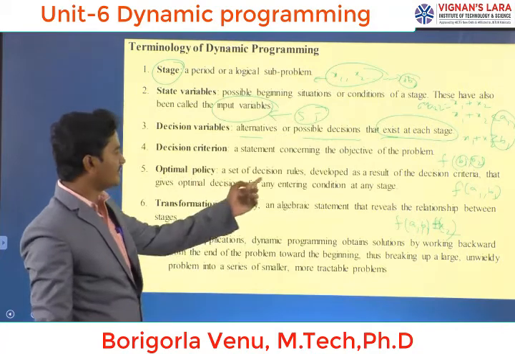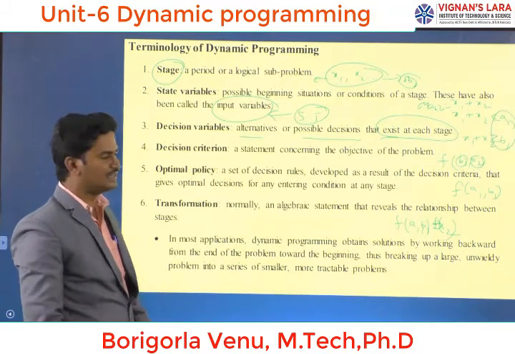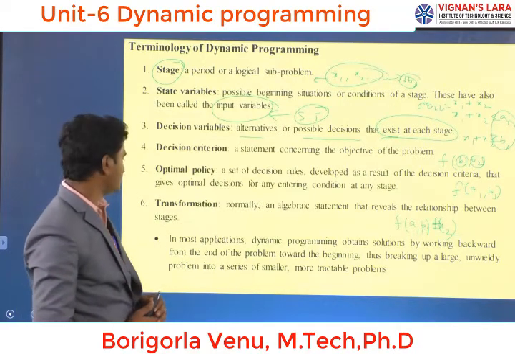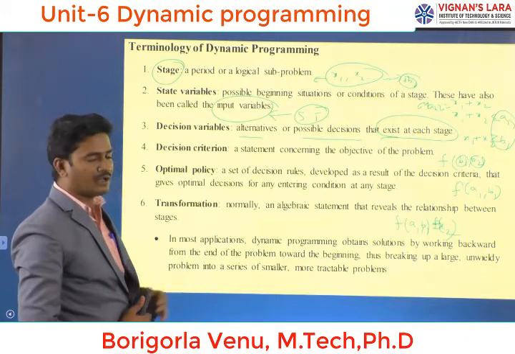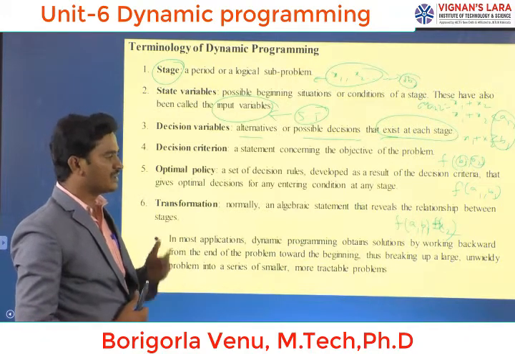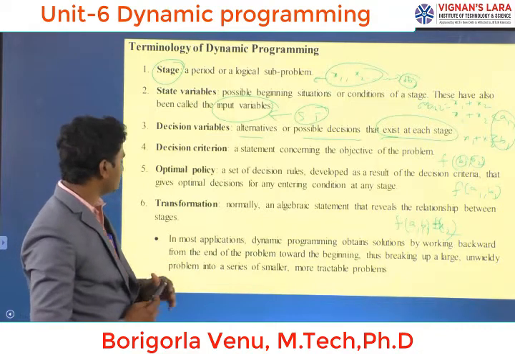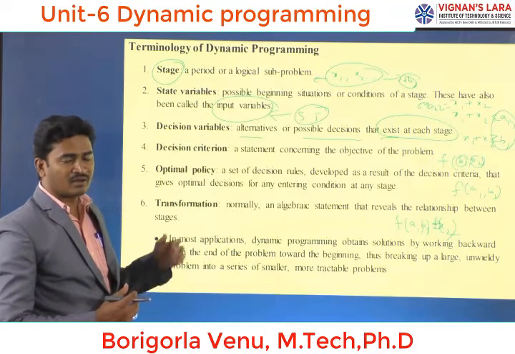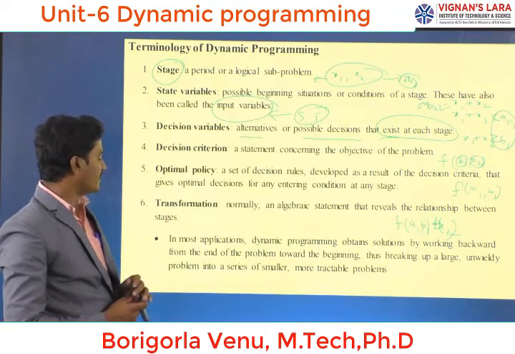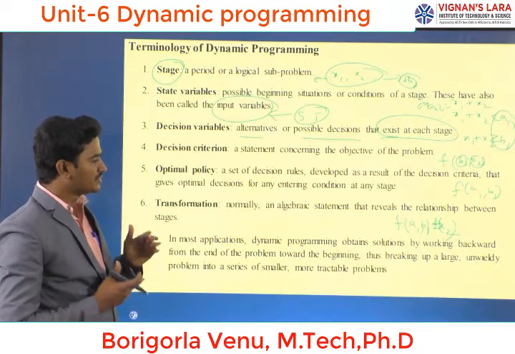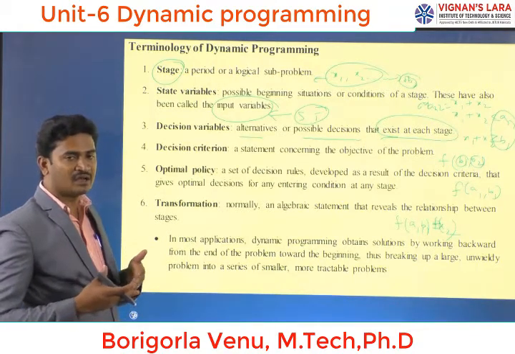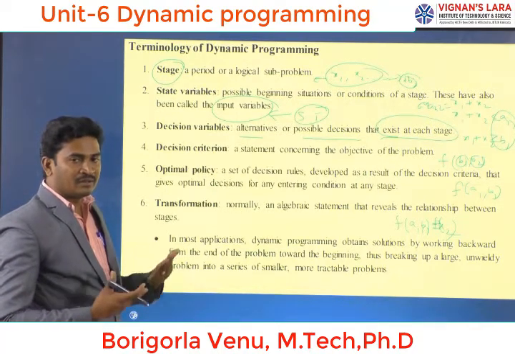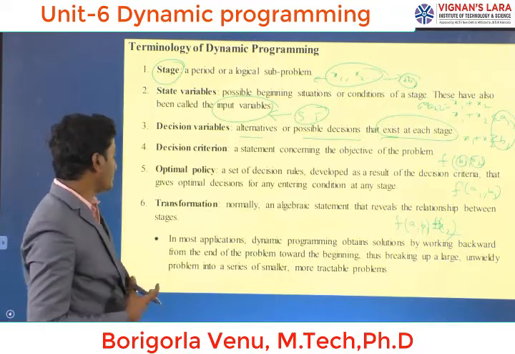Next, optimal policy. A set of decision rules developed as a result of decision criteria that gives optimal decisions for any entering condition at any stage. Okay, next, transformation. Normally, it is an algebraic statement. It reveals the relationship between the stages. Okay, here in most applications, the dynamic programming problems are solved by the backward method. Here we are going to start the solution from the last stage, and we are going to break up the large problem into simple problems or subproblems in this dynamic programming problem.